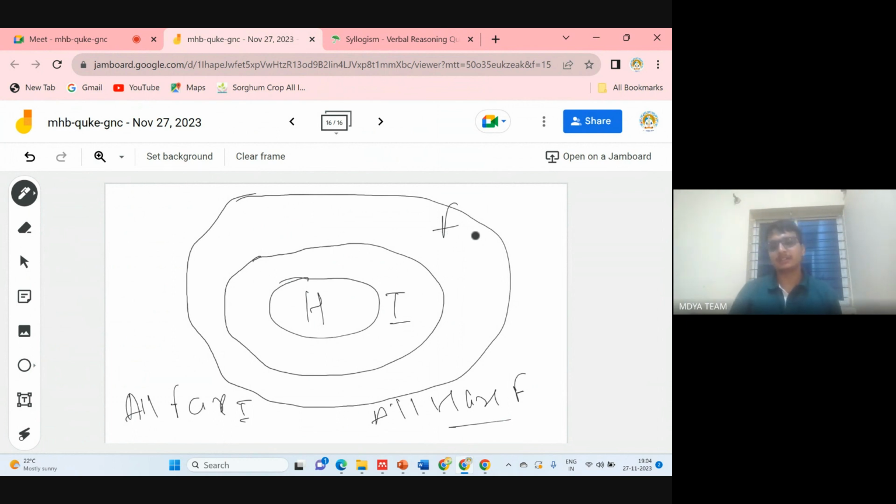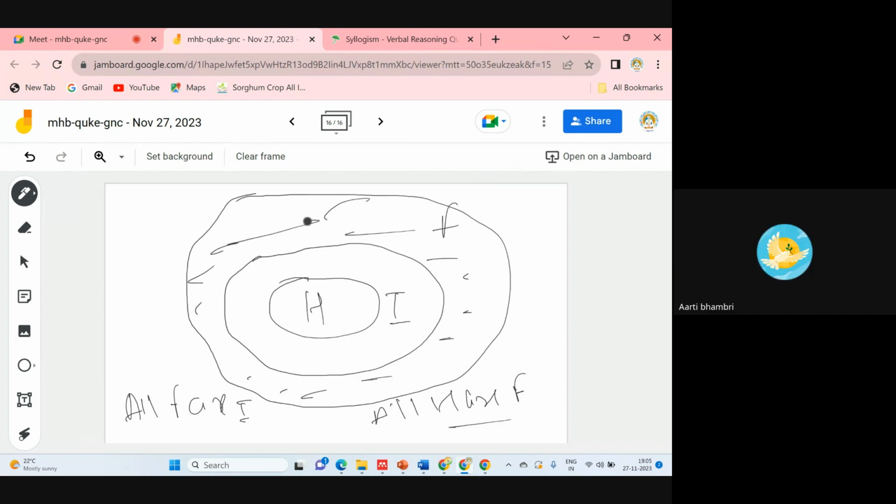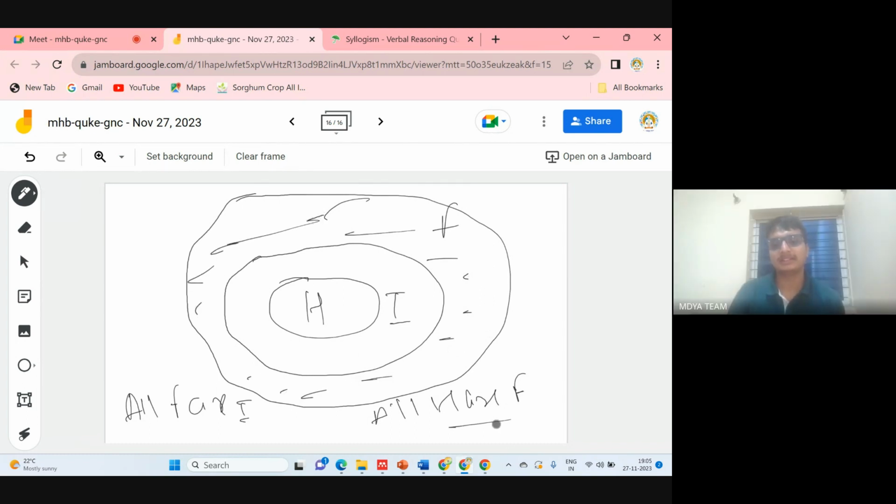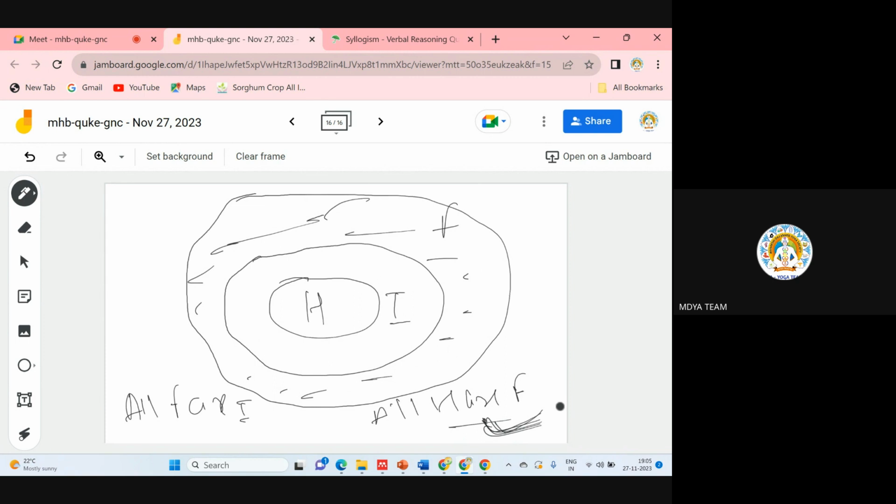Other one we cannot say, because this part of the flute is not harmonium. So this statement will be true. Is it clear to everyone? Yes, sir. Okay.